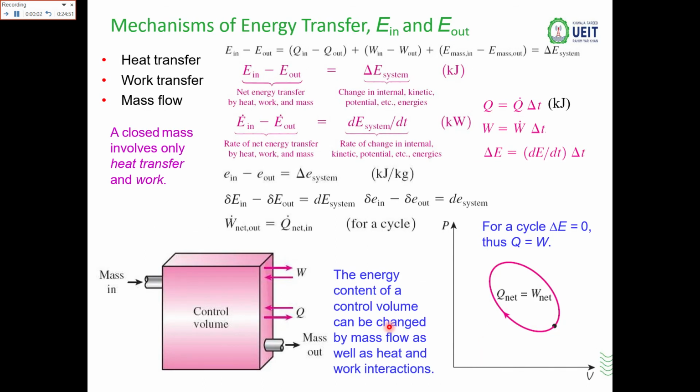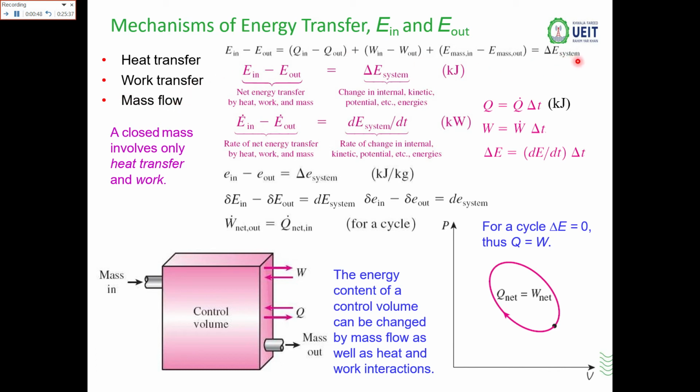Mechanisms of energy transfer, E in and E out. Now, energy transfer: E in minus E out is equal to Q in minus Q out plus W in minus W out plus E mass in minus E mass out. So the total energy of the system, as we have studied previously, is equal to the heat, work and mass flow. These are basically the three modes of energy transfer: heat transfer, work transfer and mass flow transfer.